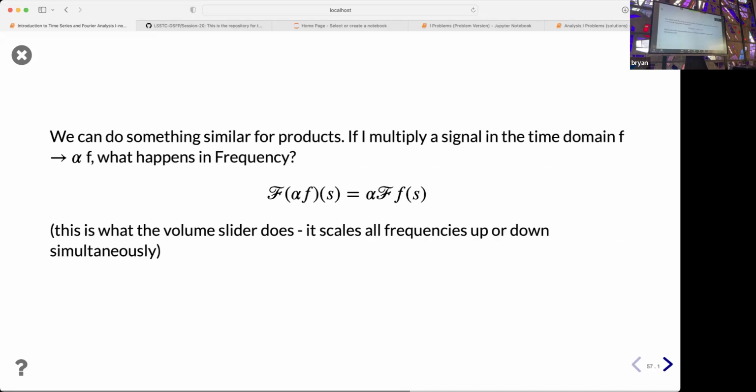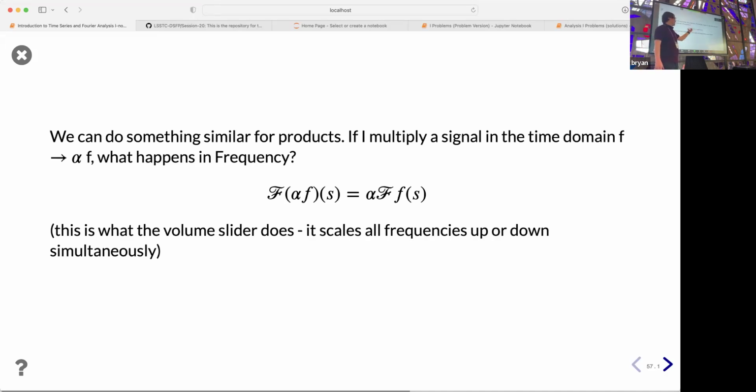And we can do something similar for products. If I have a multiplicative constant, I can just pull that out and multiply it through times the Fourier transform. One note on notation: when I take a Fourier transform, this argument here is the argument in the domain that the Fourier transform has taken my time domain function to. That's a little confusing.